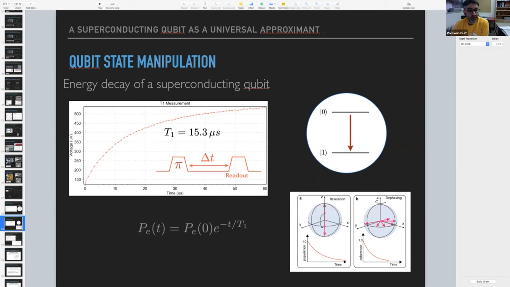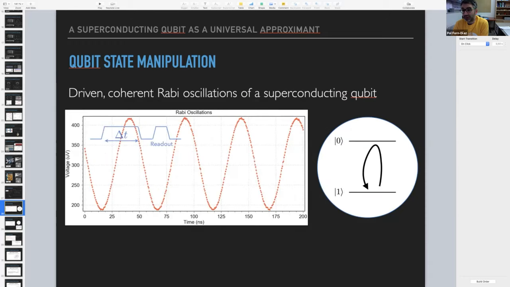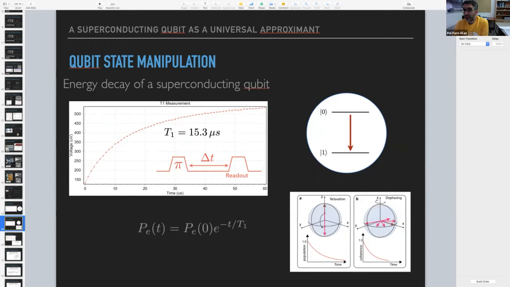It's this exponential decay. And when we fit this formula for this device, we get about 15 microseconds. And if you compare to these 15 nanoseconds of time to flip the qubit, then we have a relatively good device. We can implement about 1,000 gates within its T1 time.